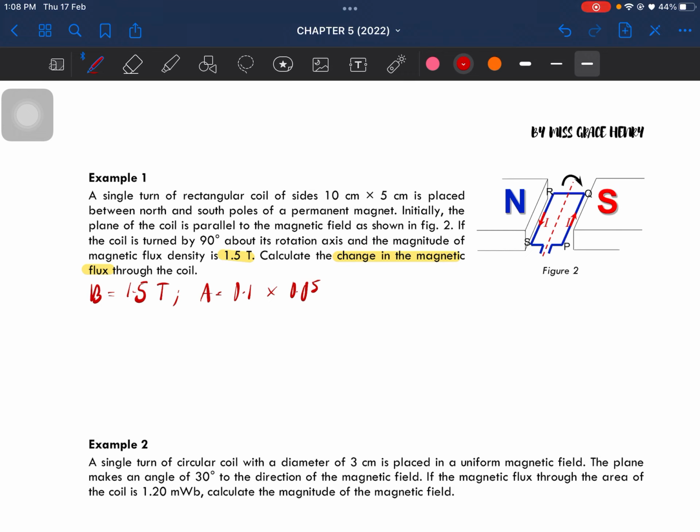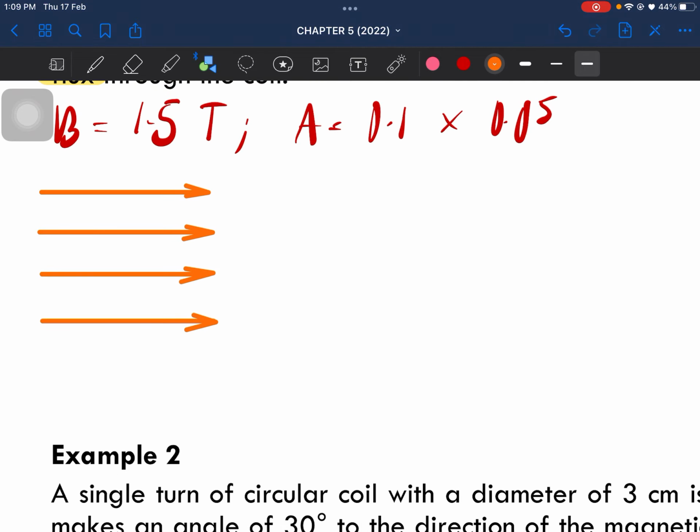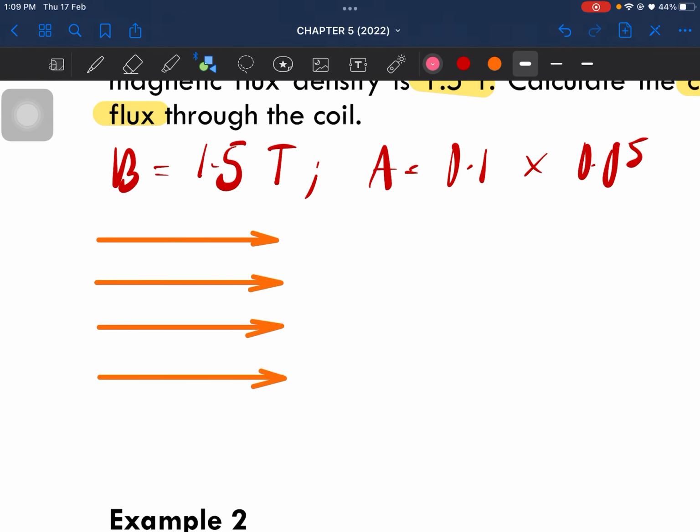Okay, so for this one, initially this is the area. I'm just going to draw it here, actually, I'm going to draw it a bit nicer. So the magnetic flux density initially, before they rotate, for example, this is our magnetic flux density, and initially the rectangular coil is parallel to the permanent magnet.